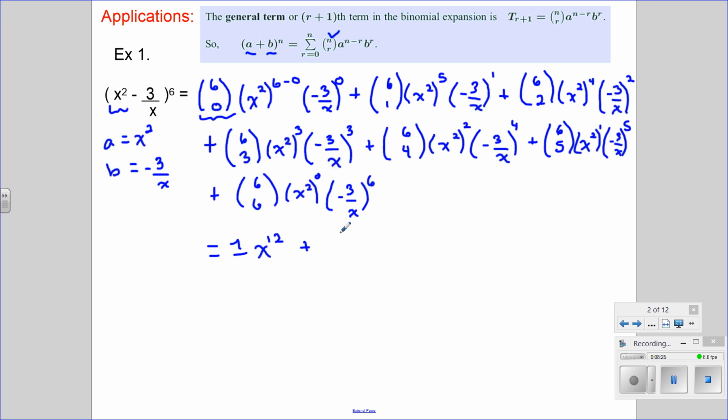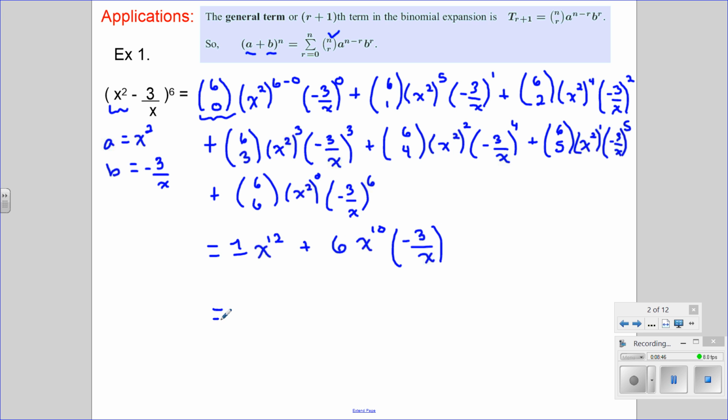So let's take a look at the next one. 6 choose 1, so we'll wind up with 6. x squared to the 5th power will wind up with x to the 10th. And then negative 3 divided by x raised to the 1st power, we're going to let the negative 3 multiply by the 6.